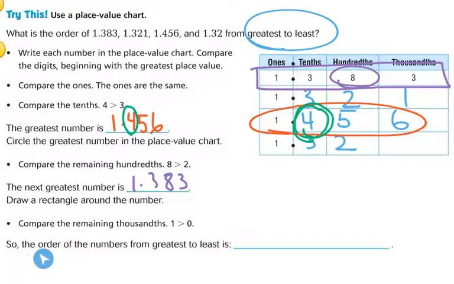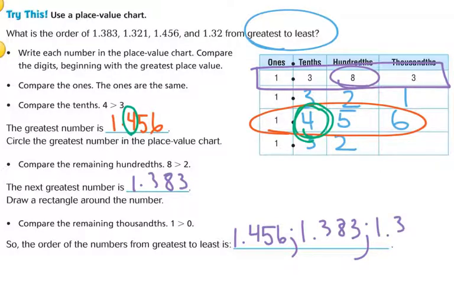So if we were to order the numbers from greatest to least, we would see that the numbers would be 1 and 456 thousandths, and we're going to use a semicolon to separate them. 1 and 383 thousandths, which was our number in the rectangle. Then we're going to have 1 and 321 thousandths, and finally we would have 1 and 32 hundredths.